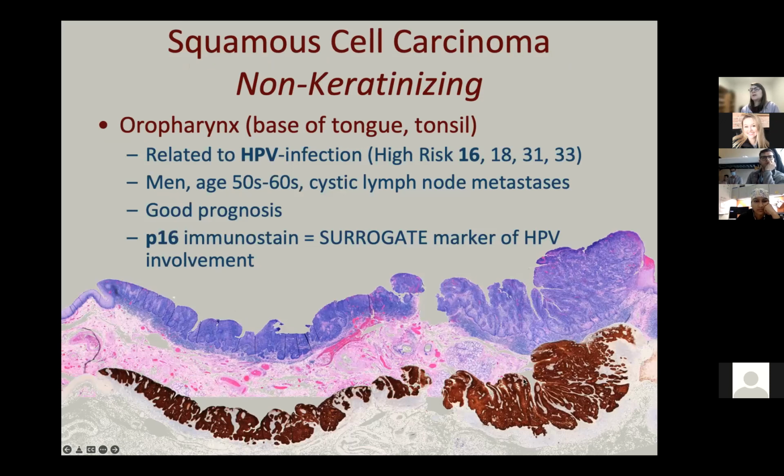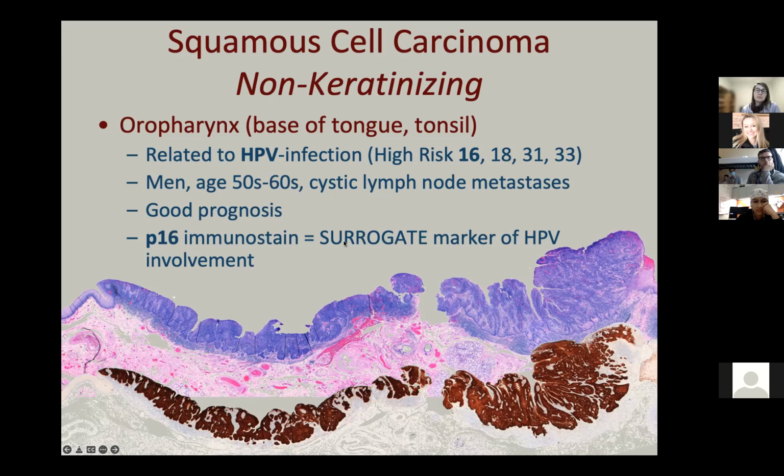So what do these look like? So here's an example of a sort of tonsil to base of tongue, where you see this very blue kind of rotund lesion here that kind of spreads along the surface. This entire area is diffusely strongly positive for P16.